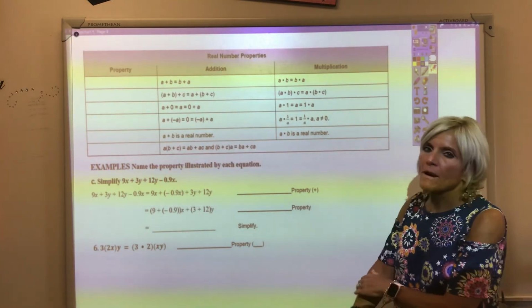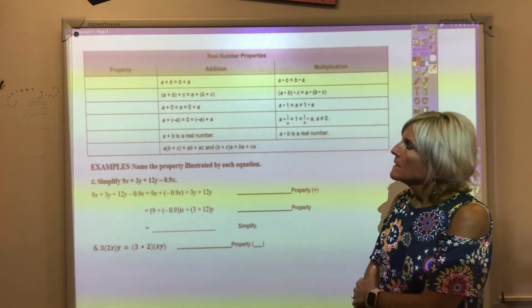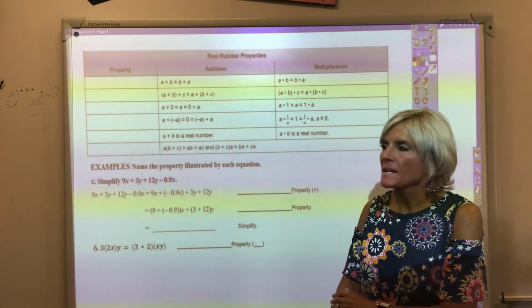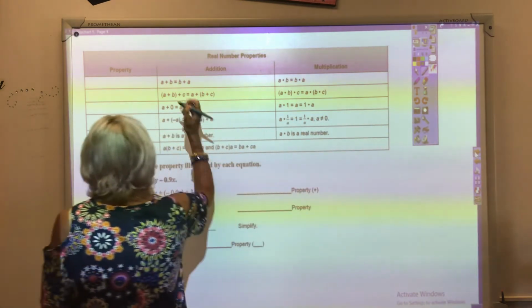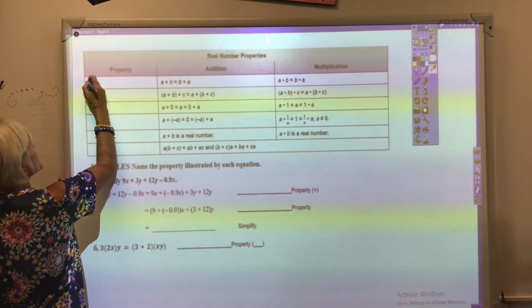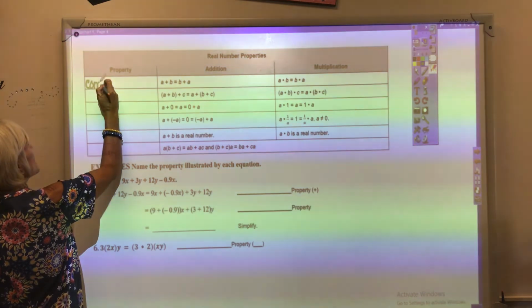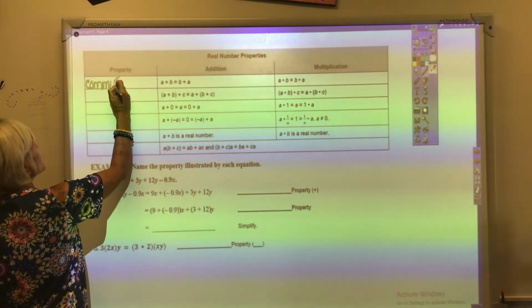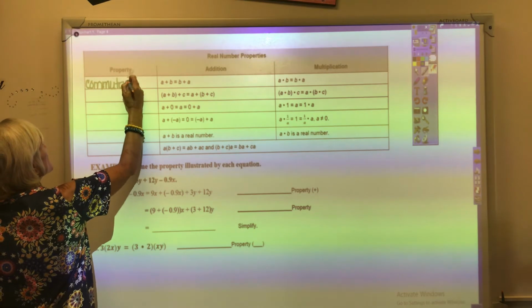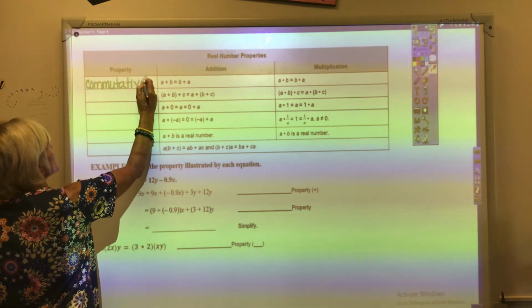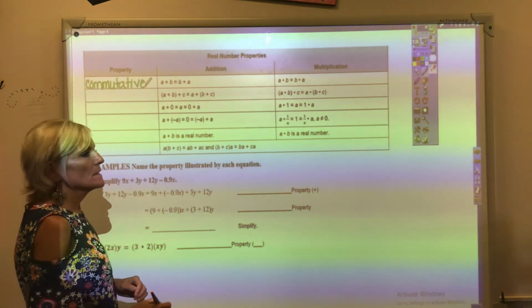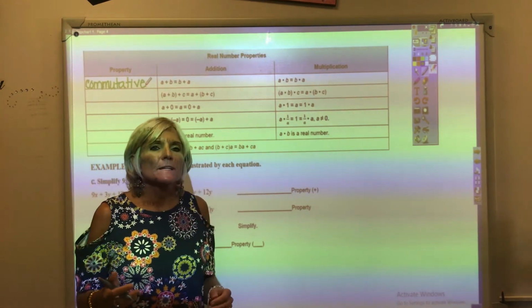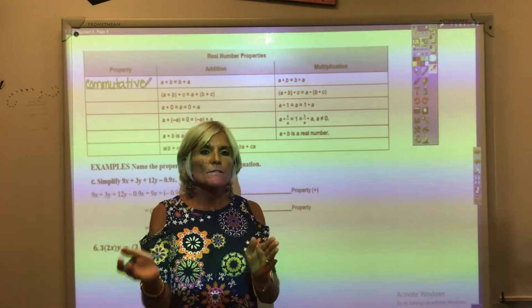Now we're going to talk about real number properties. I'll list the property and then explain it. The first property is the commutative property. C-O-M-M-U-T-A-T-I-V-E. Commutative property. What the commutative property does is it moves things around.